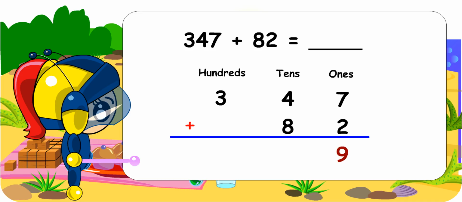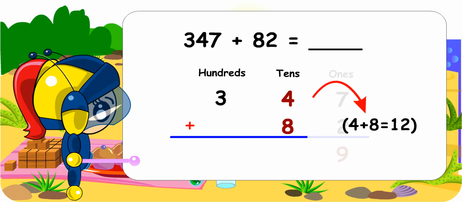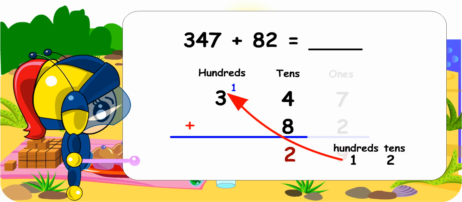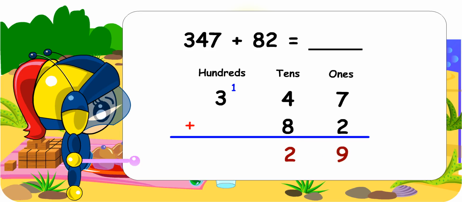Next, add the tens. 4 tens plus 8 tens equals 12 tens. We rename 12 tens as 1 hundred and 2 tens. We have to carry 100 over to the hundreds place. Finally, we add the hundreds. 3 hundreds plus 1 hundred equals 4 hundreds. Thus, the answer is 429. Can you understand so far?